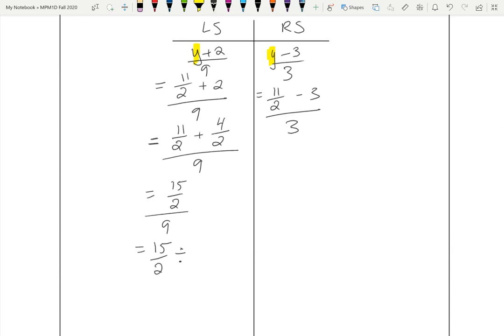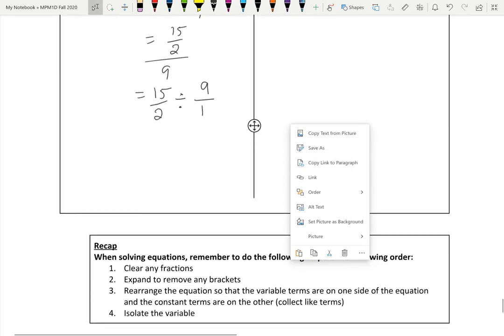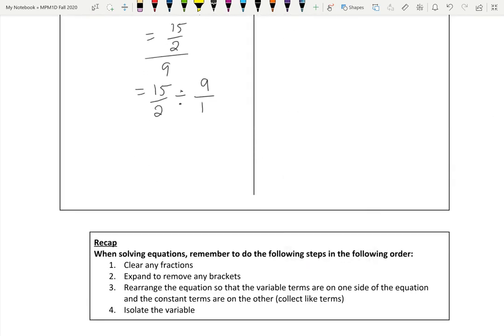Remember, every whole number has an invisible denominator of 1. Now, recall from elementary school that when you're dividing fractions, you take the reciprocal of the second fraction and multiply. Oh wait, that's not the reciprocal. That's the reciprocal. So now 15 times 1 is 15, 2 times 9 is 18. Reduce the fraction: 5 over 6.